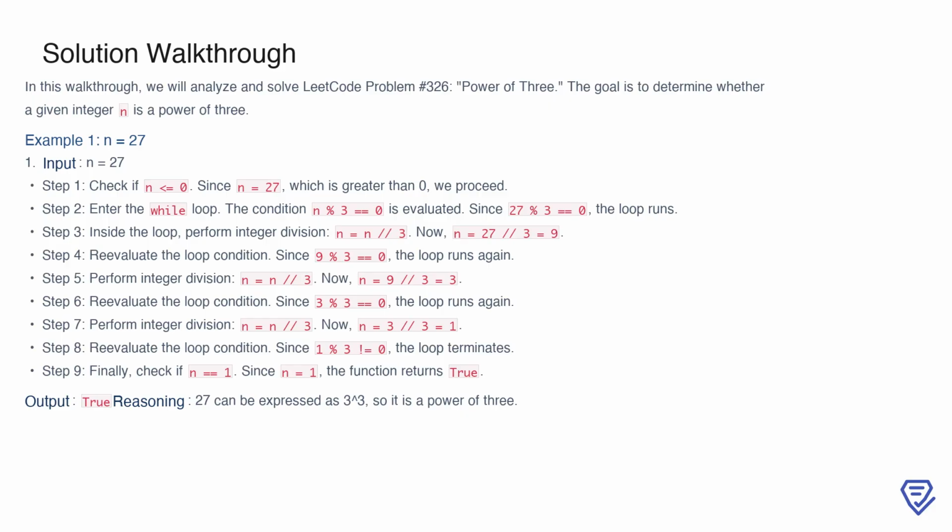Dividing 9 by 3 gives us n equals 3. Repeating this process once more, 3 divided by 3 results in n equals 1. Now, when we check the loop condition, 1 is not divisible by 3, so the loop stops. Finally, we check if the value of n is exactly 1. Since it is, we conclude that 27 is indeed a power of 3, and the function returns true. This makes sense because 27 can be expressed as 3 raised to the power of 3.